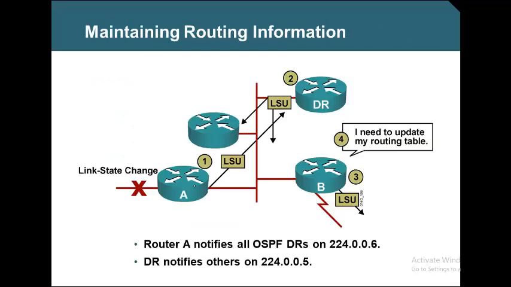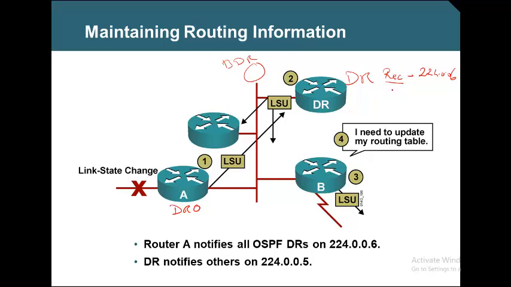As soon as they become DR and BDR, they join one group. To receive updates, they will be listening to 224.0.0.6. They will be listening to this address. And to send, they will use 224.0.0.5. Whereas the other routers know that is opposite.